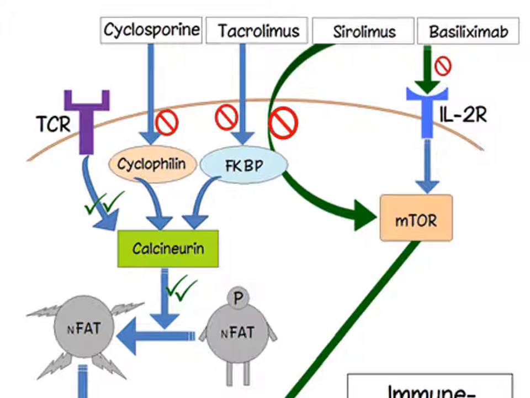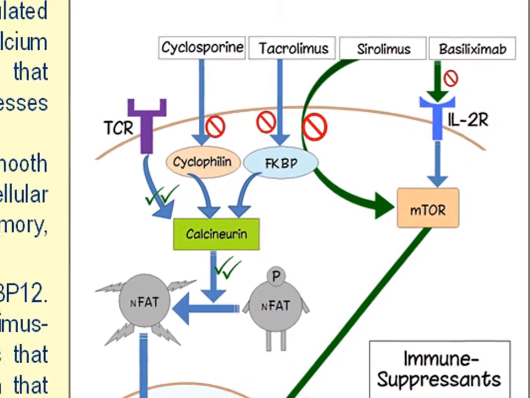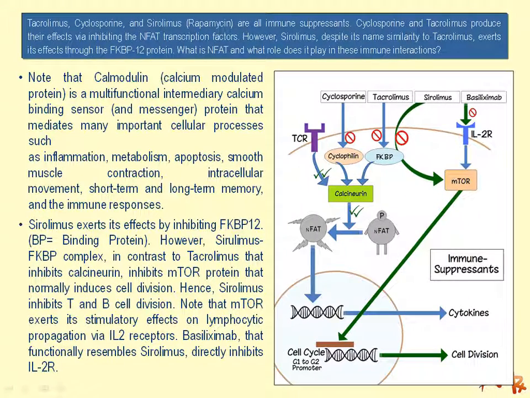So let's summarize. Cyclosporine inhibits cyclophilin. Inhibition of the cyclophilin inhibits calcineurin. Inhibition of the calcineurin will not allow NFAT stimulation and NFAT entry into the nucleus. Tacrolimus inhibits FKBP, as a result, inhibits calcineurin. Sirolimus inhibits FKBP but exerts its effect through inhibiting the mTOR. This function is similar to basiliximab that works through interleukin 2 receptors.